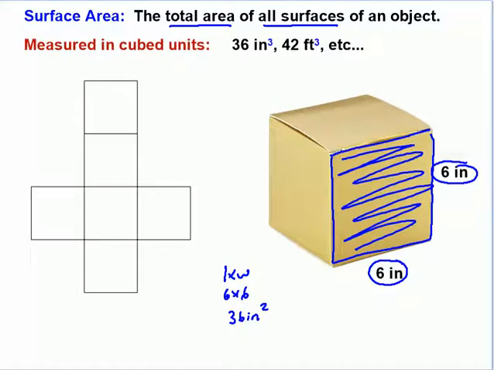Now let's use my net here. I'm going to say that this is 36 inches squared. So how big is this one? Also 36. And this one? Also 36. And 36. And 36. And 36. So what is the area of all of these put together? Well, I can add 36, 1, 2, 3, 4, 5, 6 times. I can say 36 plus 36 plus 36 plus 36 plus 36 plus 36. I can write it just like that too.